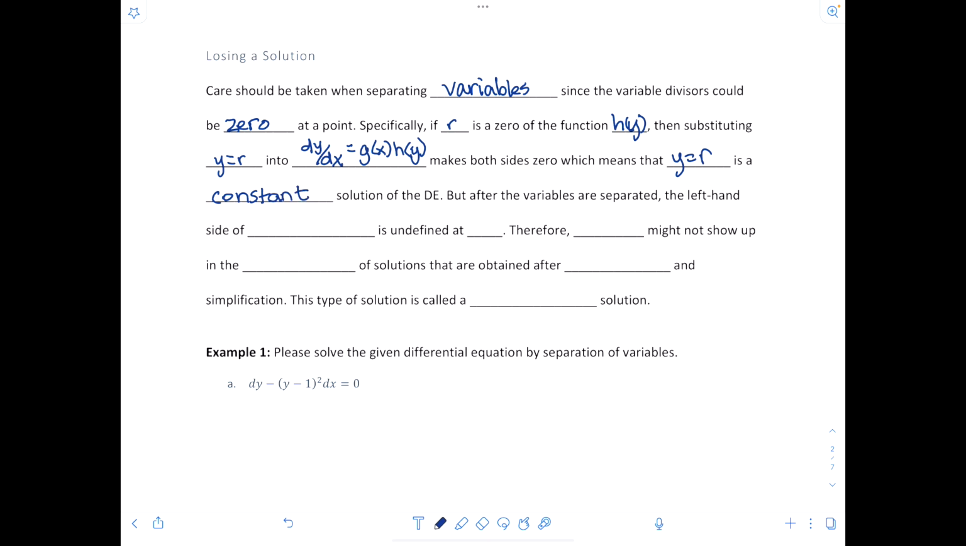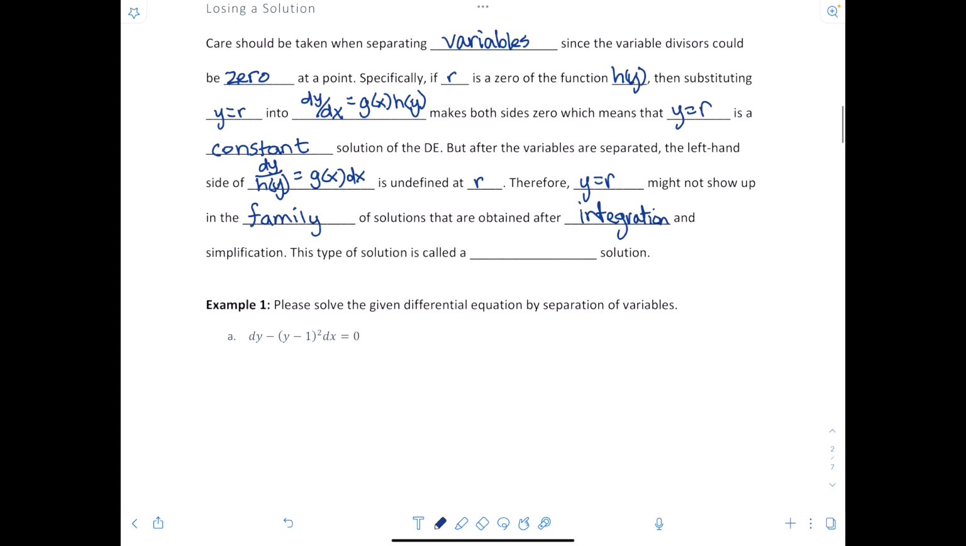of the differential equation. But after the variables are separated, the left-hand side of dy over h of y equal to g of x dx is undefined at r. Therefore, y equals r might not show up in the family of solutions that are obtained after integration and simplification. So this type of solution is called a singular solution.